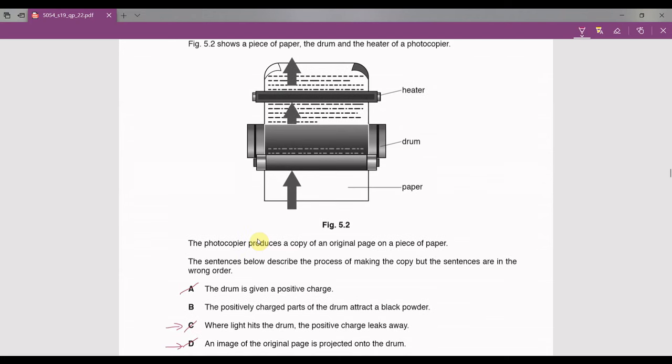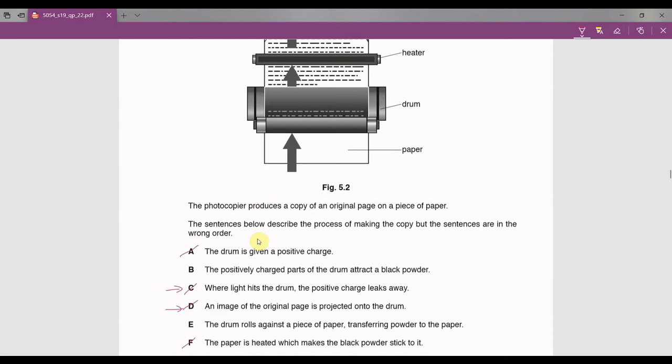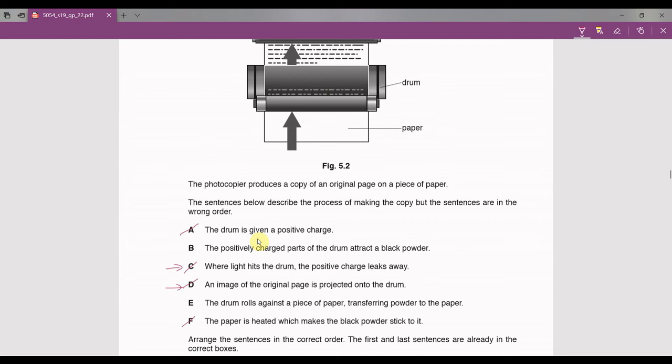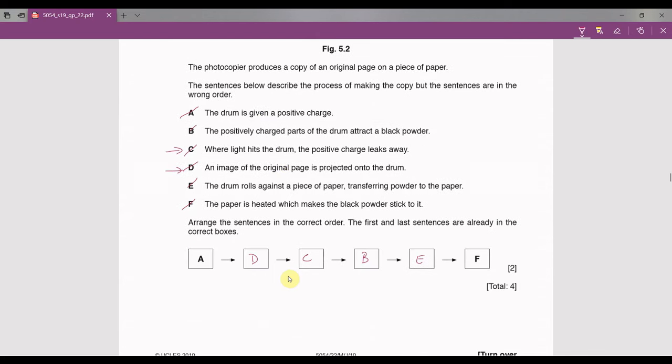So now the powder is stuck onto the drum, and then a new page is going to be pressed against the drum, and it's going to be heated. The new page rolls against the drum, and the powder which is stuck on the drum is transferred onto the paper. So the new paper will now have the exact image which you had in your original image as well. So this is your answer.